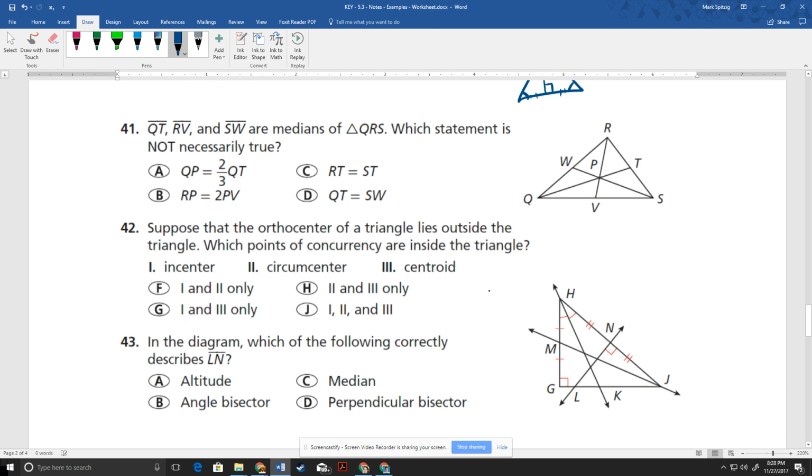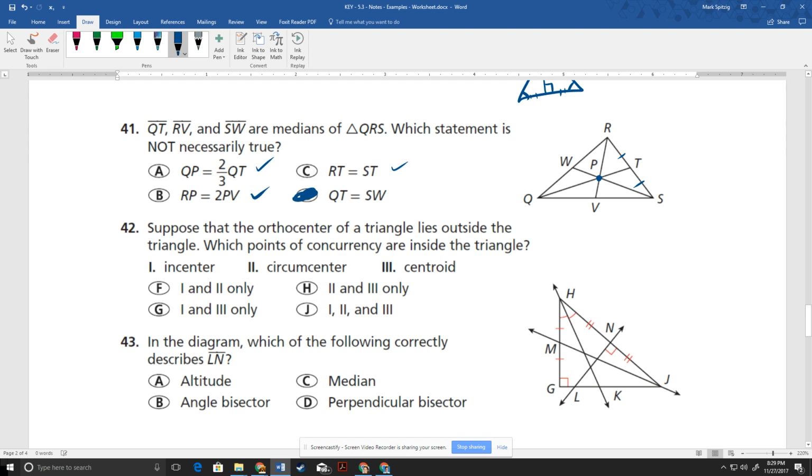Which statement is not necessarily true if these are all medians? In other words, that's the centroid. QP is 2/3 of QT. That is true. And the large part is 2/3 of the whole thing. That's true. RT is going to be equal to ST. That is true because, again, if this is a median, we know that these are going to be congruent. RP is going to be 2PB. That is actually true.